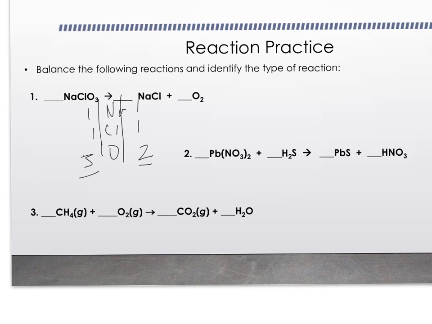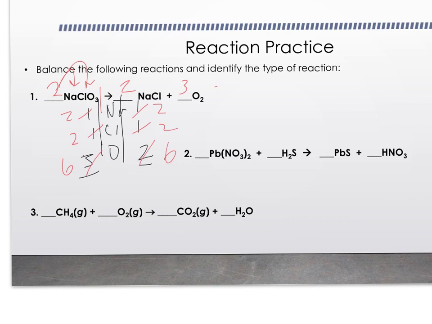Well, the lowest common denominator for 3 and 2 would be to get both of them to a 6, because if I put a coefficient of 2 in front of the reactant, now I have 6 oxygens. And then if I put a 3 in front of this oxygen, I also now have 6. But don't forget that the 2 has to travel through the entire substance. So I have 2 Nas, 2 Cls, and 6 oxygens. On the right, I have 6 oxygens, so those are balanced, but then I need to go back and rebalance my Na and my Cl.